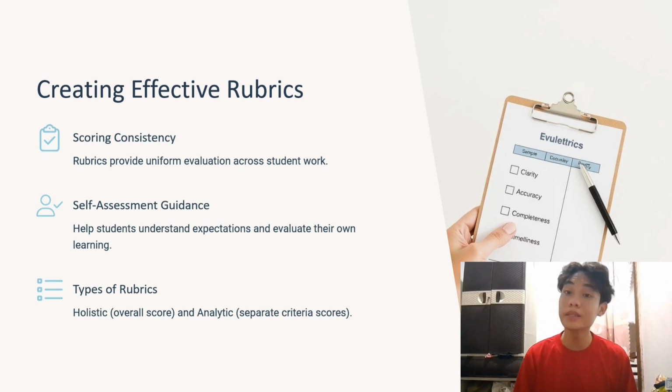In consistency, with a clear rubric, whether you grade an essay at 8 a.m. with coffee or 8 p.m. when tired, your standards remain the same. Students get fair evaluation regardless of when you assess their work. And then in self-assessment, students can use the same rubric to check their work before submission. They become partners in the assessment process, not just passive recipients of grades.